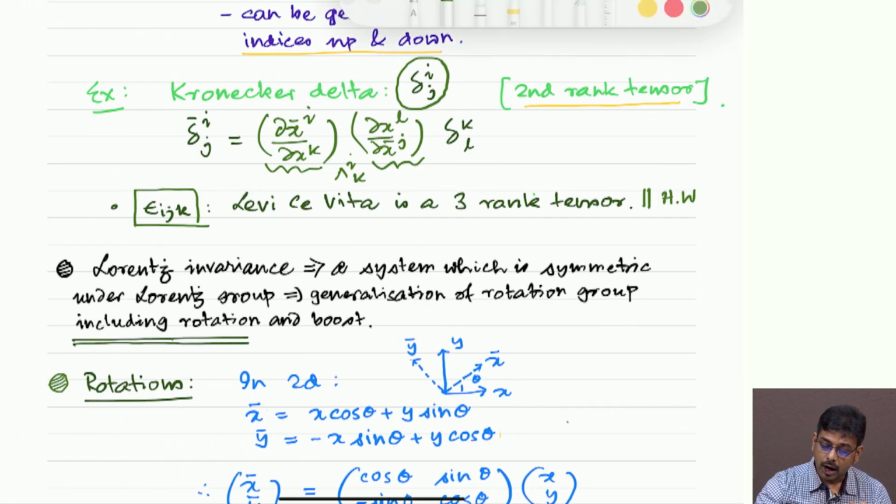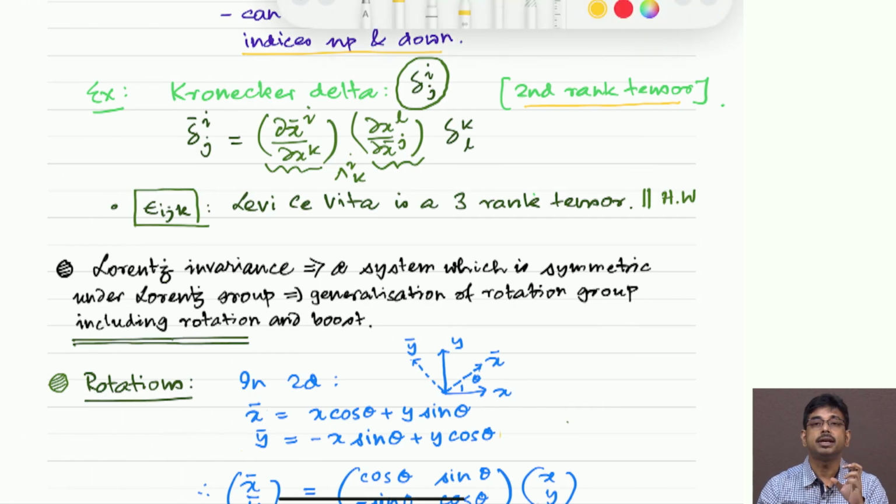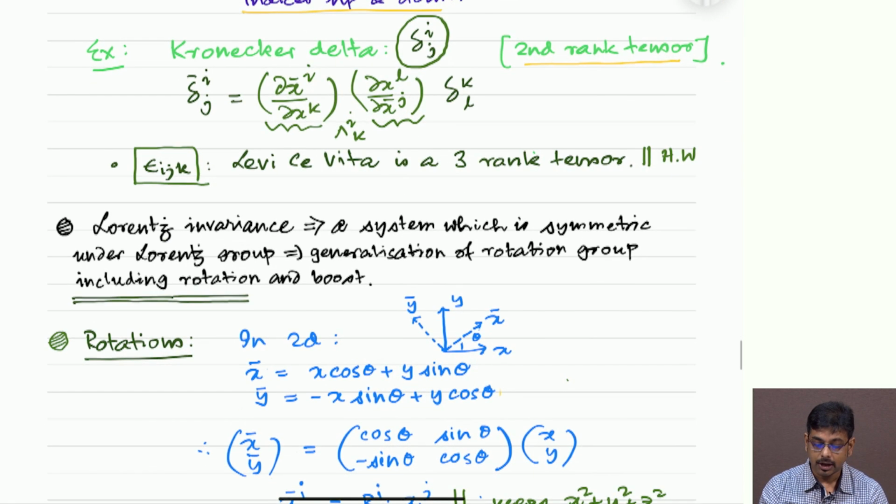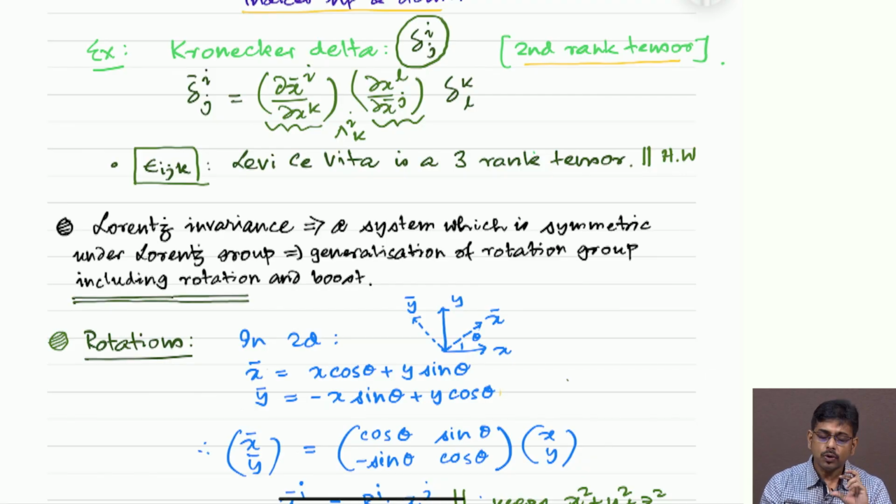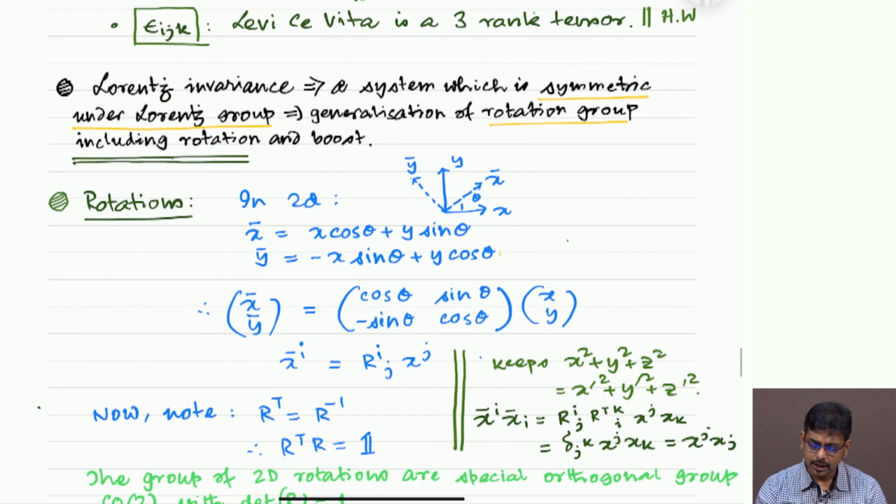We are trying to identify objects which remain invariant under Lorentz transformation. Now, when we say that there are some things which are kept invariant under Lorentz transformation, you can also say that those are the objects which are symmetric under the Lorentz group. You can actually assign that symmetry transformation to a group also, okay? And it is basically a generalization of the rotation group including rotation and boost. Now, let us briefly try to see what exactly I mean.